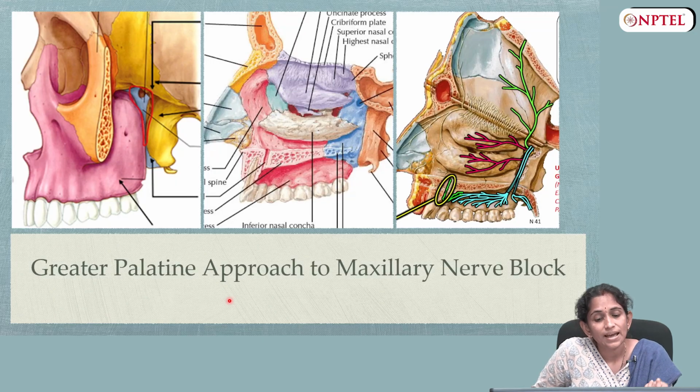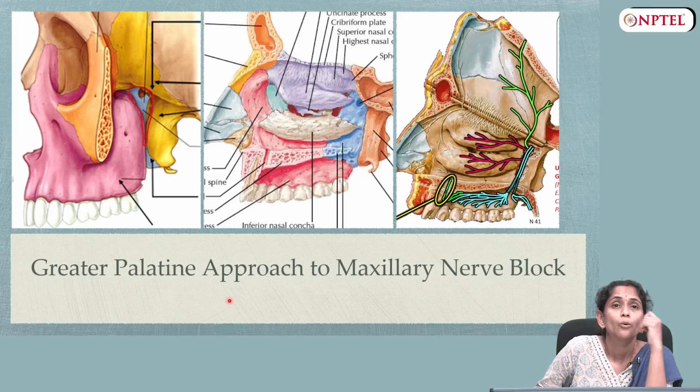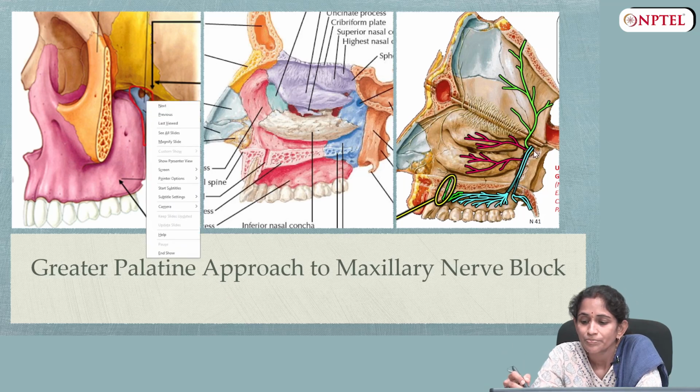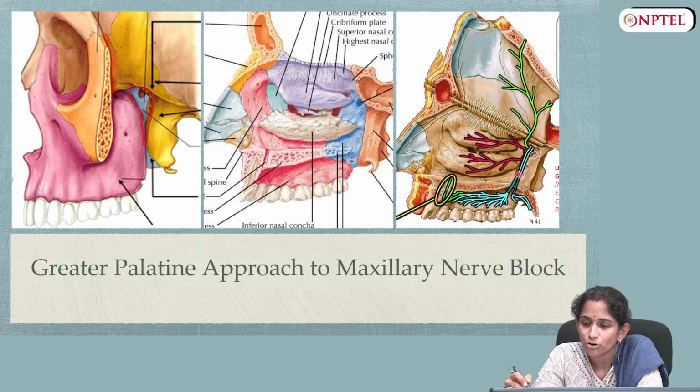Now let us look at the greater palatine approach to maxillary nerve block. Now, what do we know? We do know that the greater palatine nerve, which is a branch of the maxillary nerve, travels through the descending palatine canal and supplies the palatal mucoperiosteum.